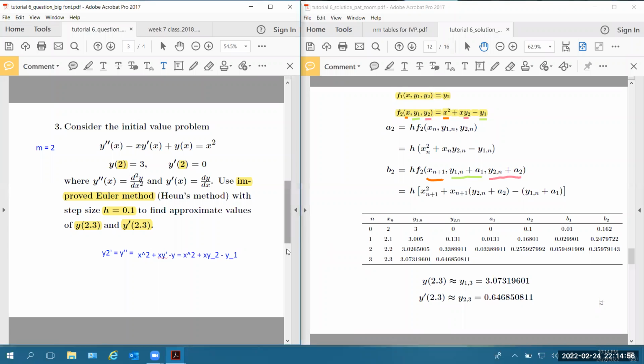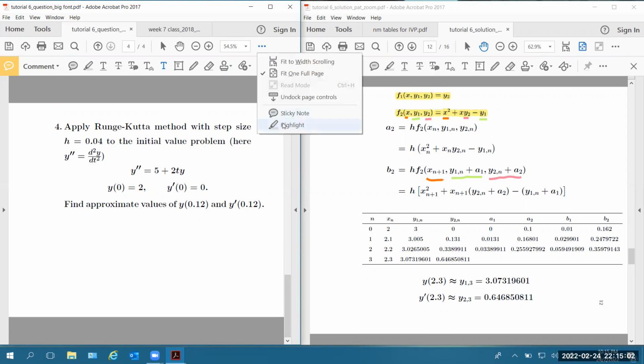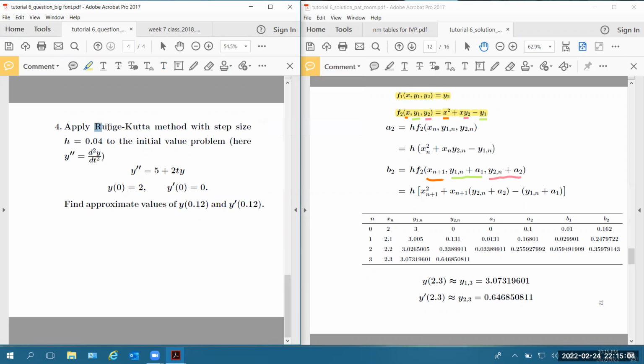Okay, let's do the last one here. So this one is to apply the Runge-Kutta method. So here you want to do the Runge-Kutta method, right? So that must be terrible, huh? So the step size h equals 0.04. You want to apply it to this initial value problem.